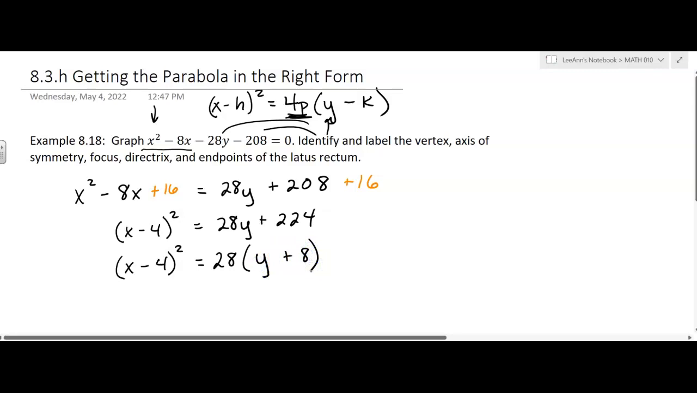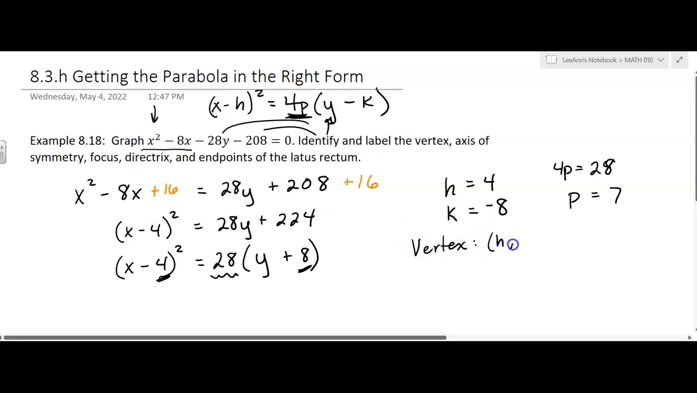Okay, now that tells us a couple things. h is 4, k is -8, so the h is coming from here, the k is coming from here. And then we know that 28 equals 4p. Sorry to write backwards. 4p equals 28. That's coming from right there. So divide both sides by 4, p equals 7. And then what we can do is figure everything out. The vertex, so use your note page, is (h, k). So our vertex is going to be (4, -8).